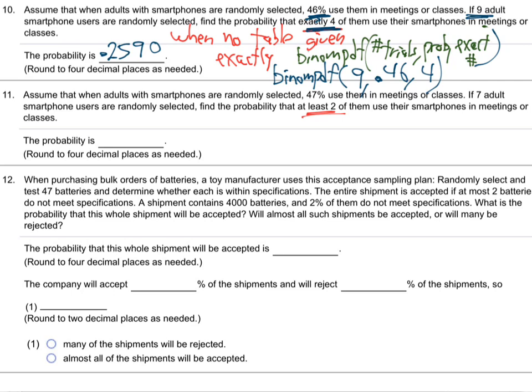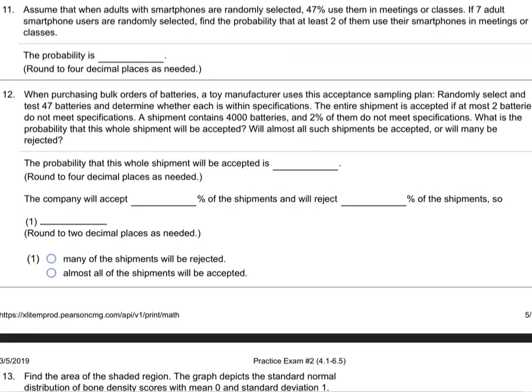And also, binomial comes from 2 states, like bicycle, 2 states, right? They either use the cell phones or they don't. There's just 2 states there, right? Use the cell phones or don't. Okay, number 5, number 11, super similar.